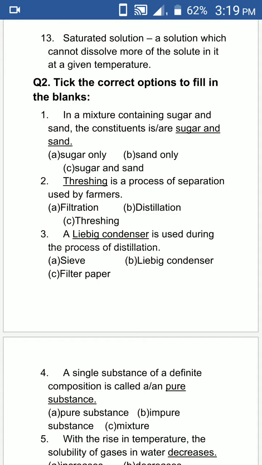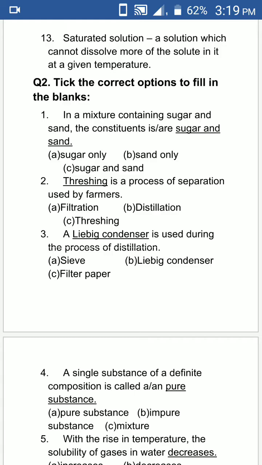Now question number 2 is tick the correct options to fill in the blanks. First is, in a mixture containing sugar and sand, the constituent is or are dash. A, sugar only; B, sand only; C, sugar and sand. So the answer is sugar and sand, C.